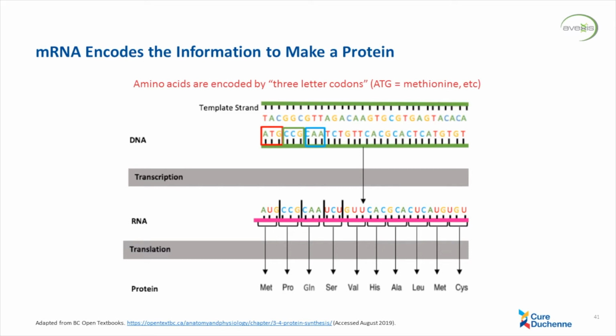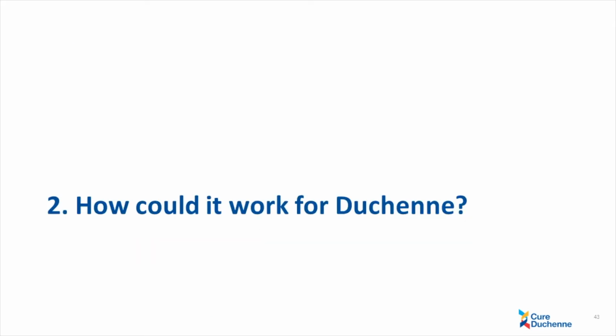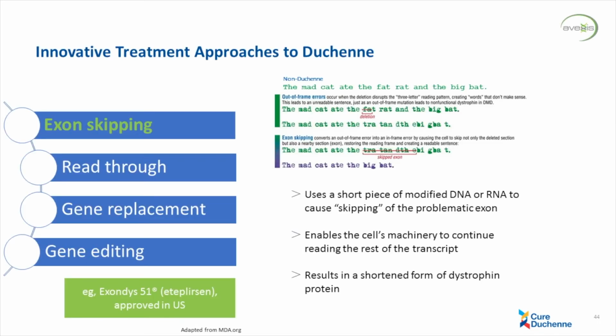So now let's look at this in the context of Duchenne. How could some of these gene therapy approaches work? And this is just to illustrate this. Of course, these words are not really what is there, but this as an example shows you a sentence that is made out of all 3-letter words. And you can obviously read it. You can read the mad cat ate the fat rat and the big cat. So don't worry about what it says. It doesn't make any sense.